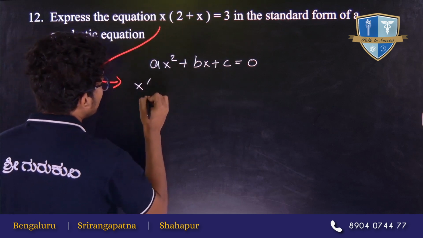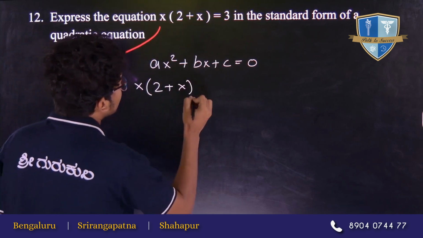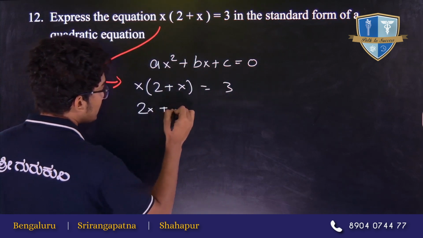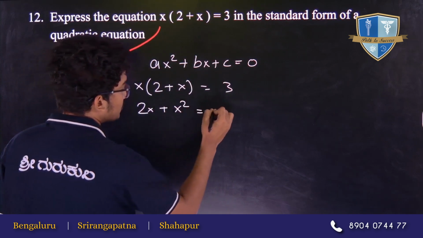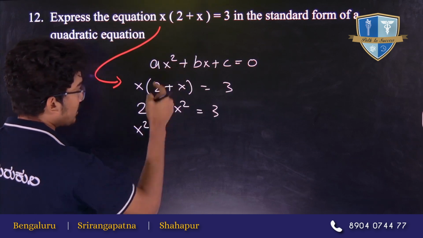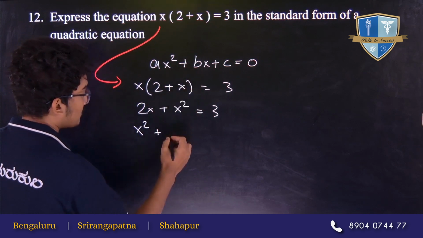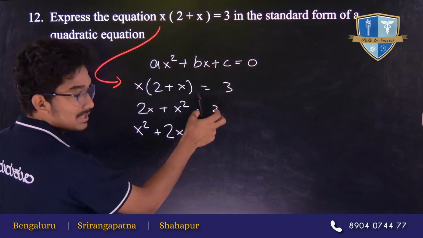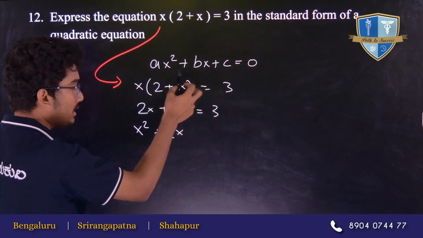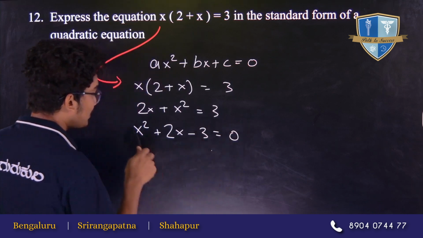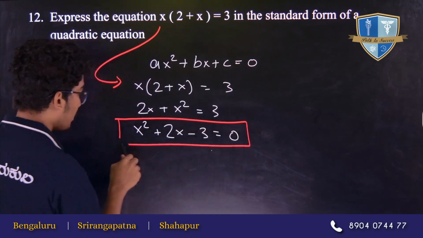We have x(2 + x) = 3. Let's open this. We get 2x + x² = 3. Now let's convert this into the standard form: the x² term first, then the x term, that is 2x, then the constant term, which should be on the left-hand side. Currently it is on the right-hand side, so we take it to the left-hand side and it becomes minus 3, and this is equal to 0. So this is our standard form of a quadratic equation.